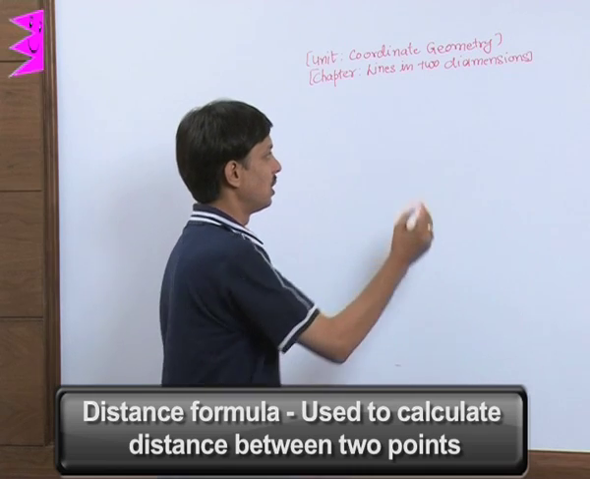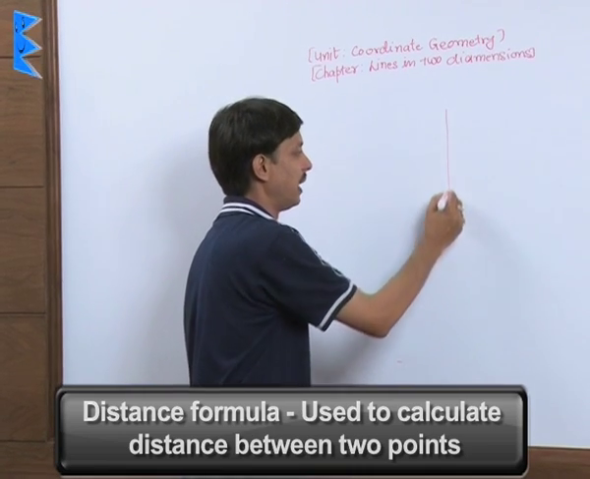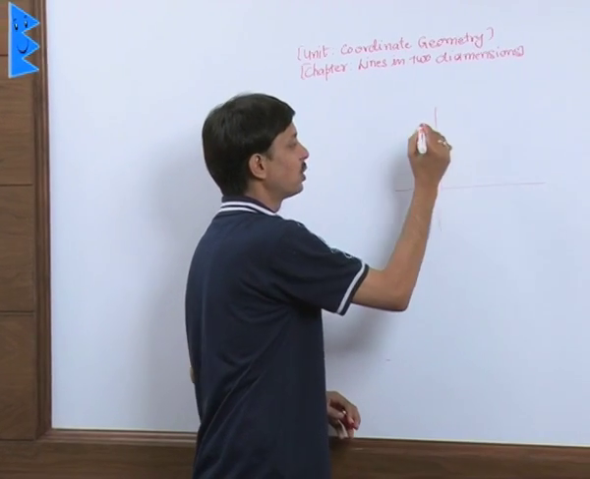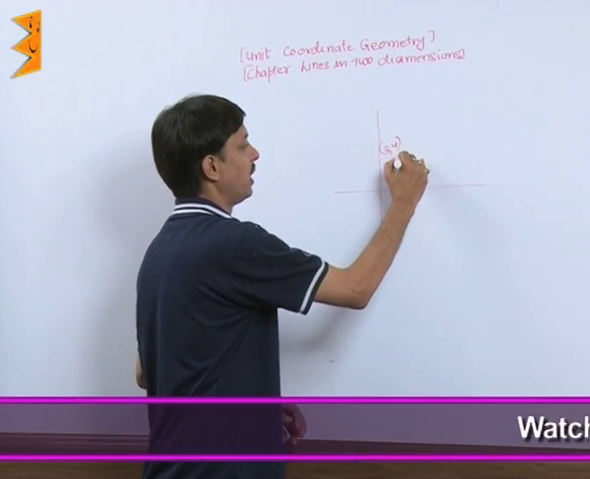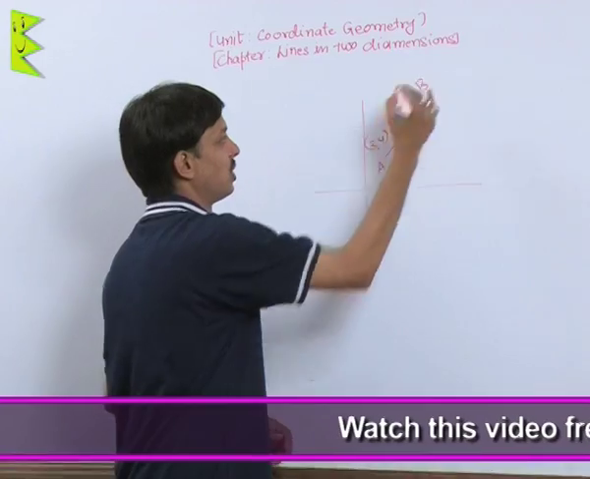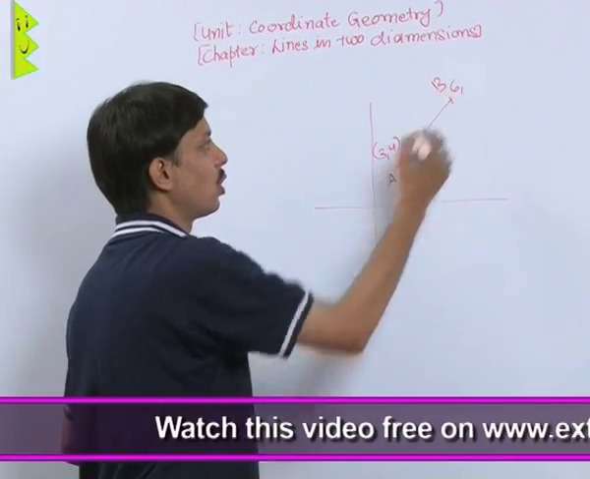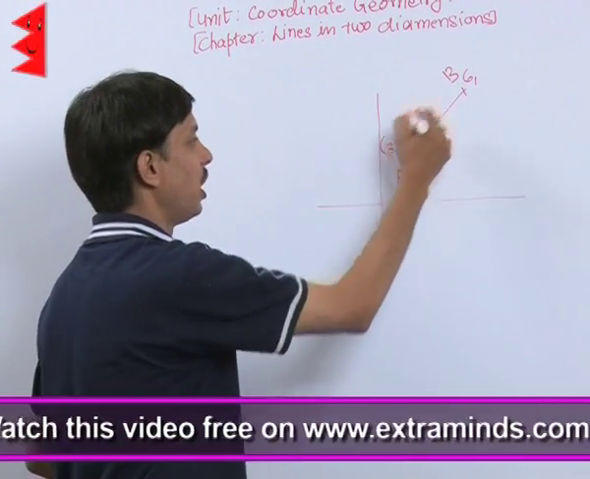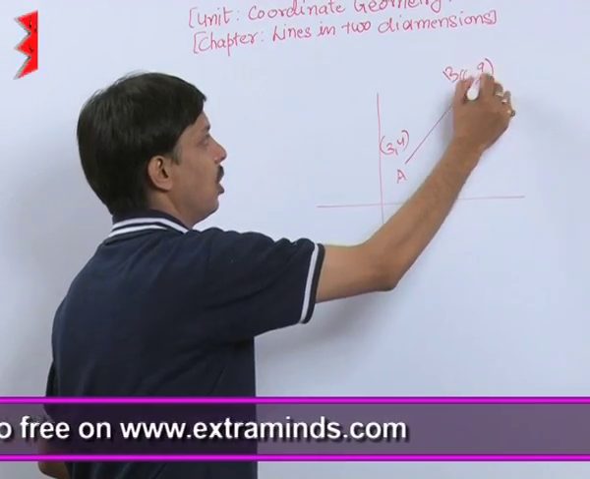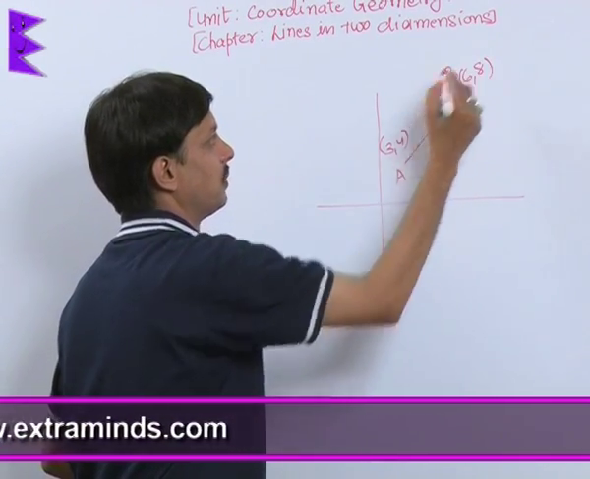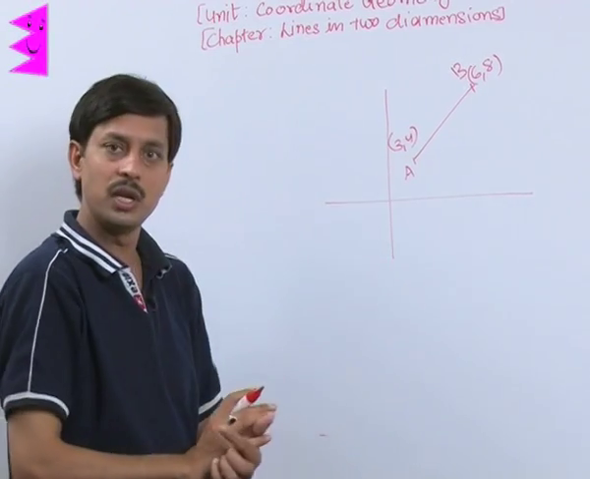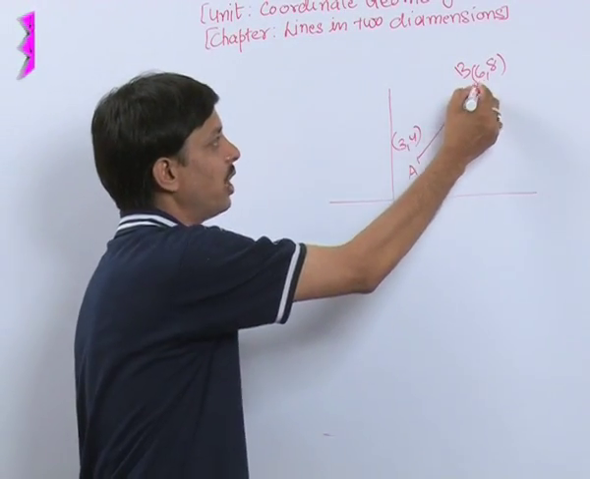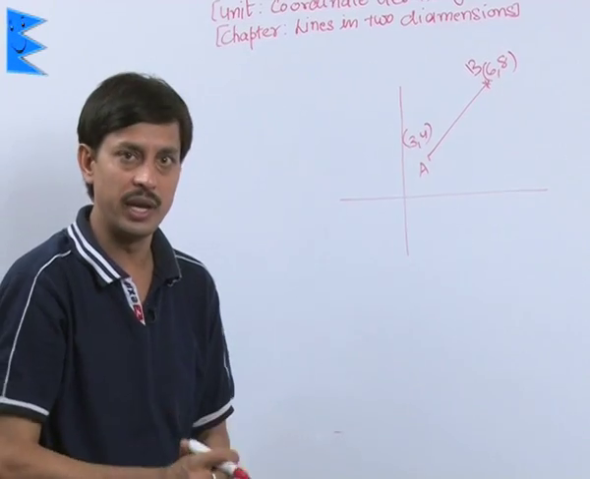Let us suppose there are 2 points in a plane like this. The coordinates of this situation are 3, 4. Suppose this is point A, and another situation is B. The coordinates of this point are 6, 8. Suppose 3, 4 are the coordinates of the initial position A and the coordinates of the point B are 6, 8.